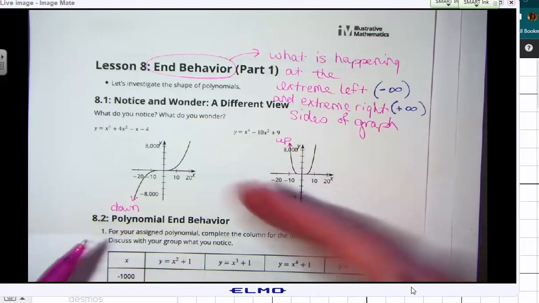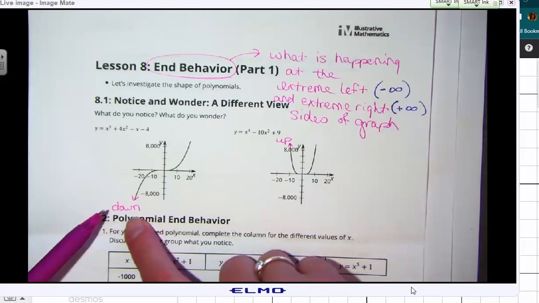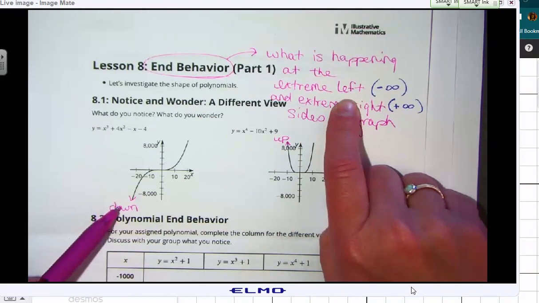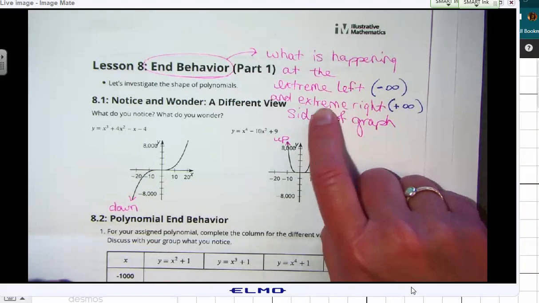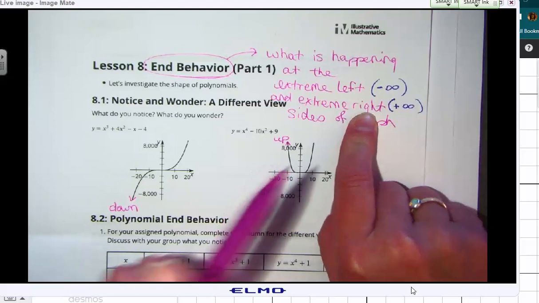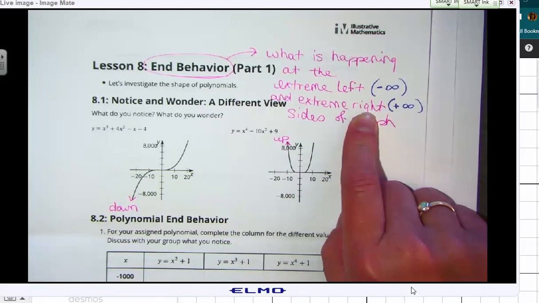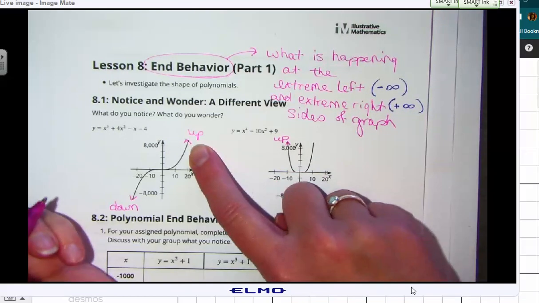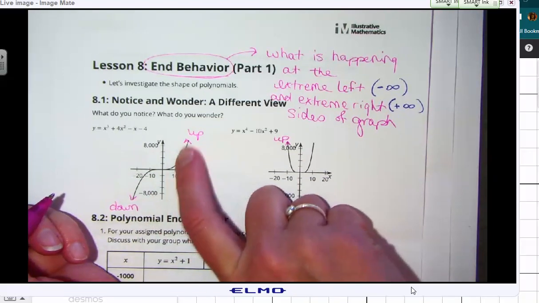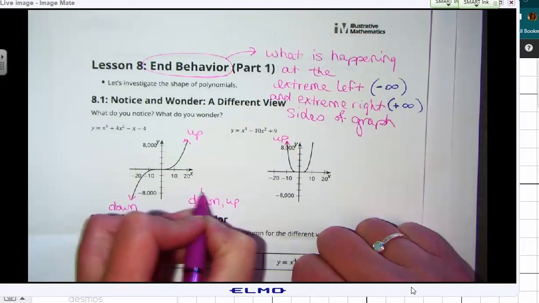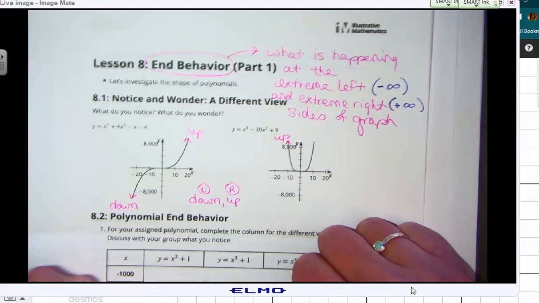Okay, so for all polynomials, we're going to be looking at end behavior. And we want to know what's happening at the extreme left, like this one is going down, this one is going up on the left side. But we're also thinking about what happens at the extreme right side of the graph. When we look at the extreme right side of the graph, we're looking at something like what's happening over here on this side. So I can see on this right side, this is going up. So we would describe this graph as having down, up end behavior. Down on the left, up on the right.